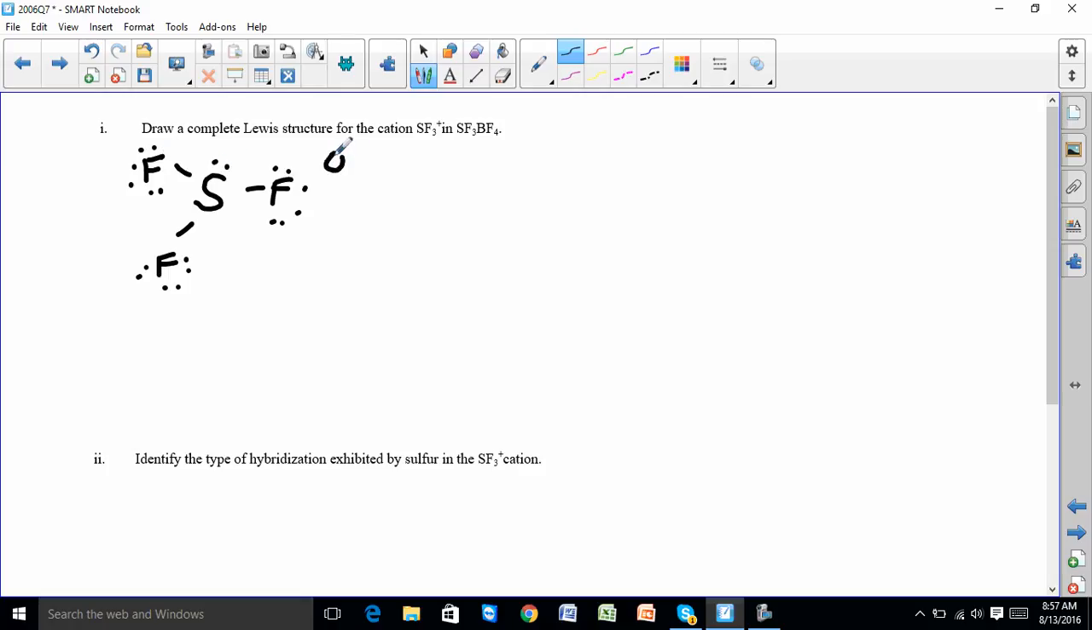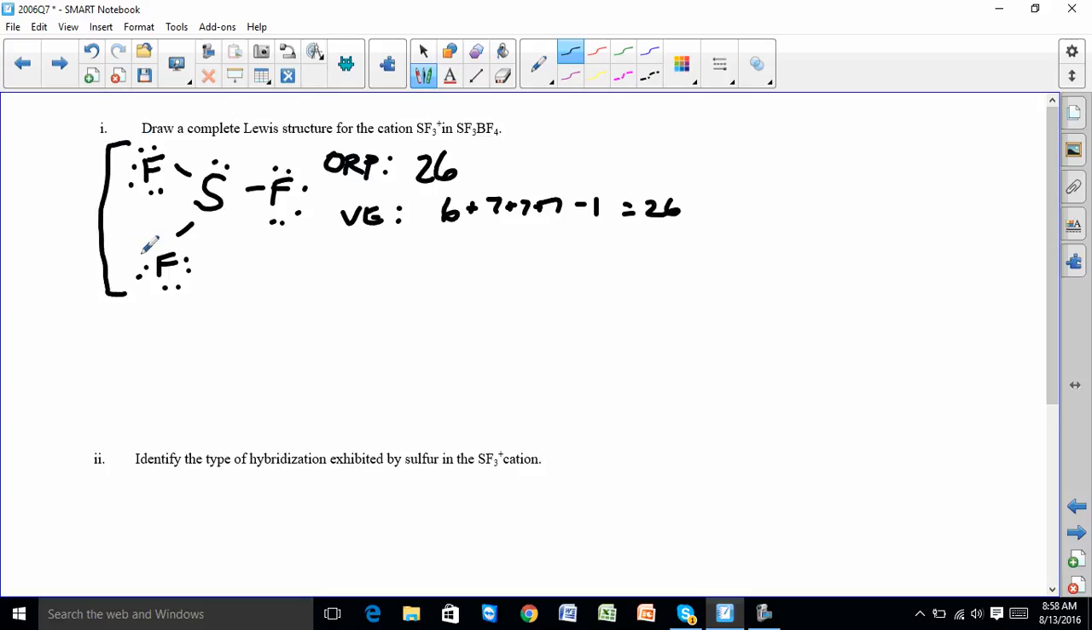And then when you do ORP, you get 6 and 6 and 6 is 18, 20. That takes care of the dots, 22, 24, 26. And so ORP is 26. And then VE is going to be 6 because sulfur is in group 6A, and 7 plus 7 plus 7 minus 1. If you have a plus 1 charge, that means this gave away an electron. And so 7 plus 7 plus 7 is 21. 21 minus 1 is 20, and 20 plus 6 is 26. So however you get it, these two numbers match.